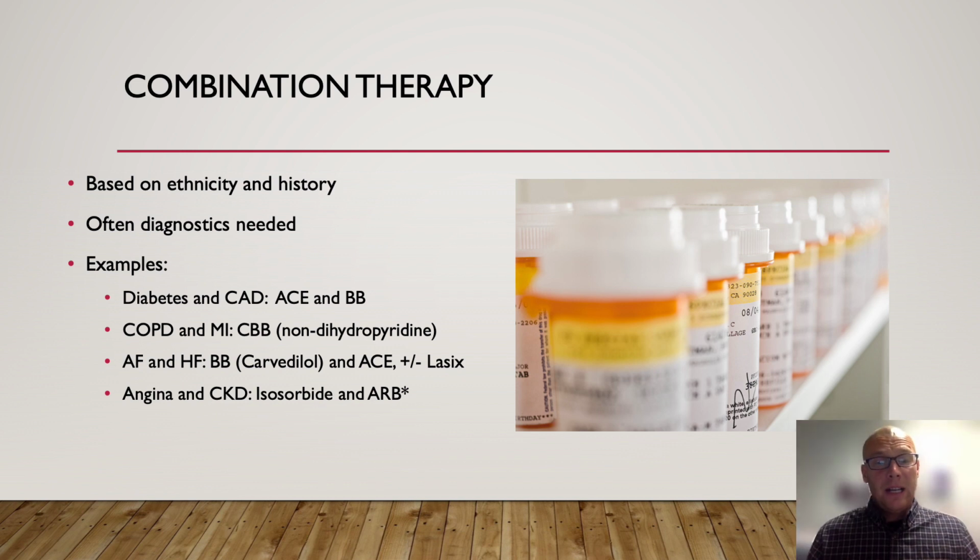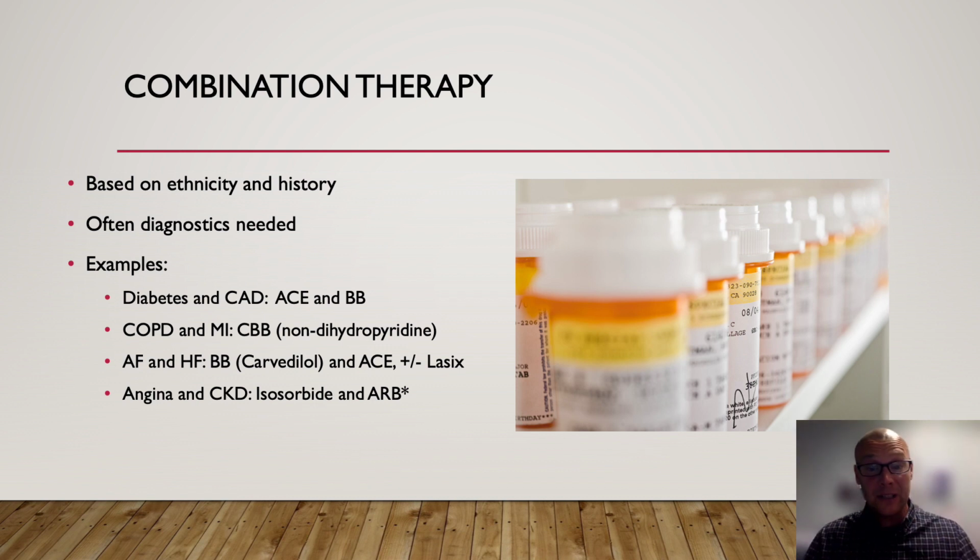So combination therapy with all of these things is something to always think about. Like we were saying earlier, it should be based on their ethnicity and their history, so racial backgrounds, and also their chronic history: diabetes, chronic kidney disease, heart disease, all those other things.